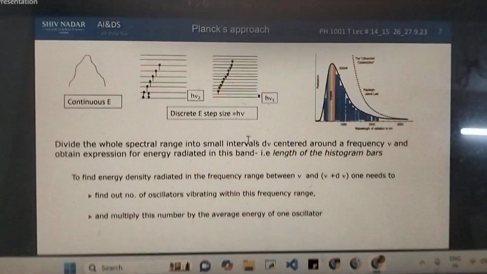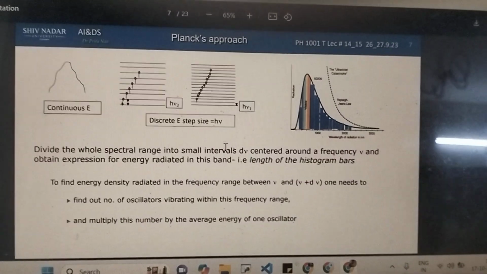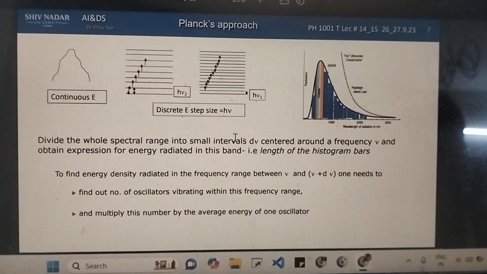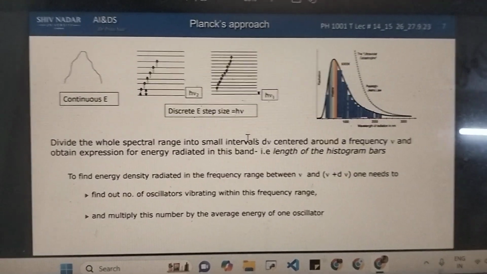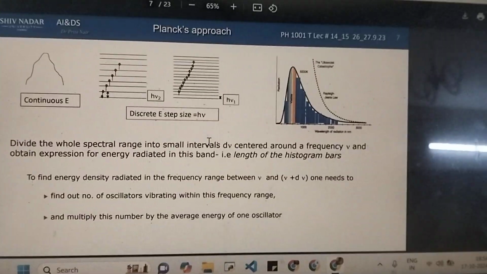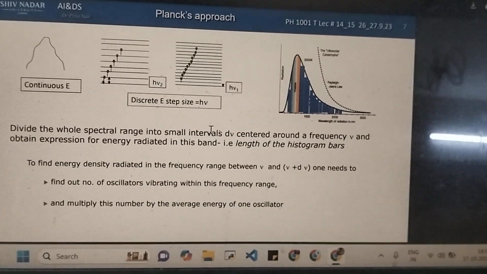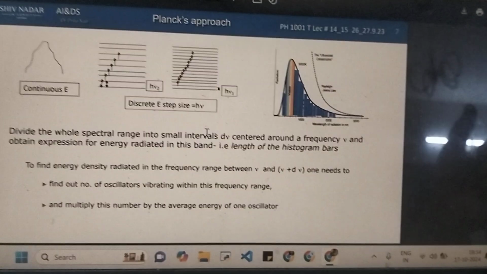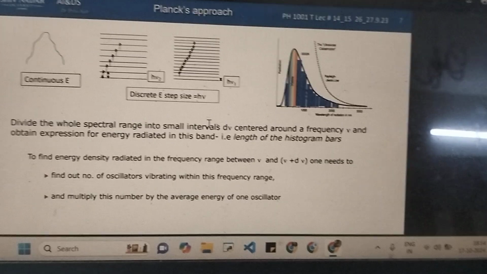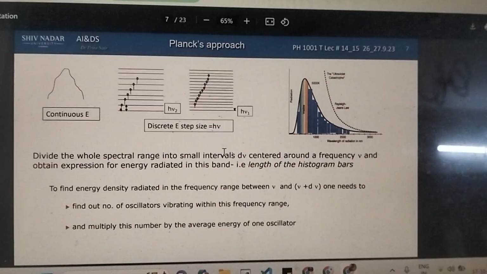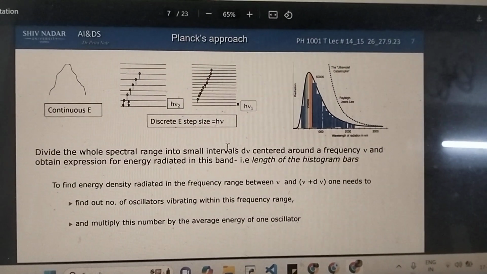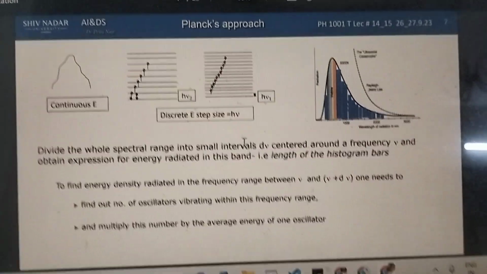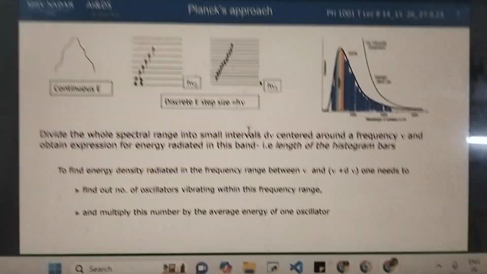Let's say my frequency range was from 100 Hz to 500 Hz, which is a very toy example. The actual range would span thousands of Hertz, but just for your understanding, let's say I'm working in a range between 100 to 500 Hertz. He divided it into small strips of d nu, let's say 5 Hertz each. So he's creating small intervals 100 to 105, 105 to 110, and so on up to 495 to 500. So the entire range, he's dividing into small strips.